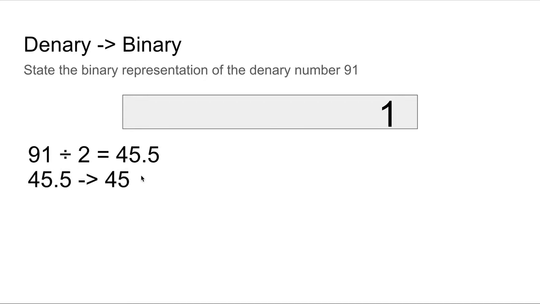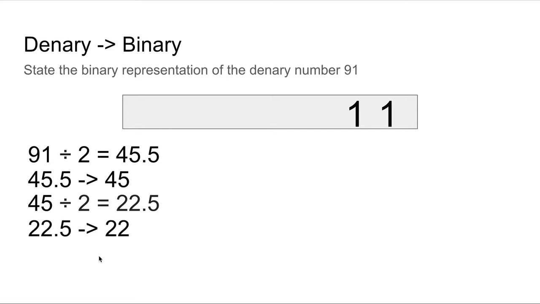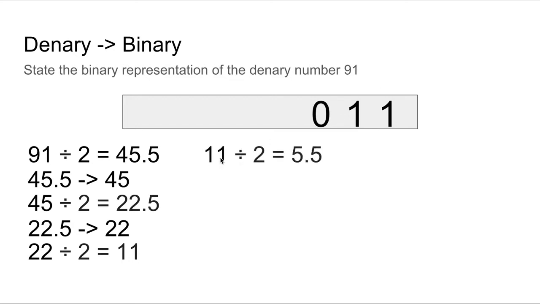Now 45 divided by 2 also gives us a decimal. And if it gives us a decimal, we write the next digit as 1. Round it down to 22. Divide 22 by 2, and we get 11. Now that is a whole number, not a decimal, so the next digit will be a 0. 11 divided by 2 gives us 5.5, which is a decimal, so 1. 5.5 rounded down gives us 5.